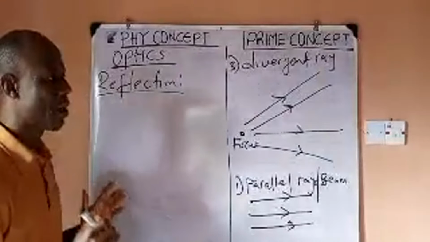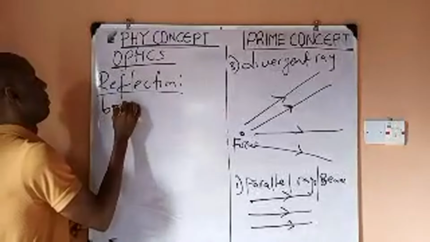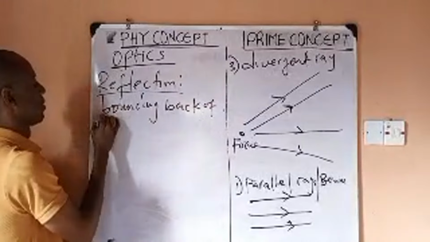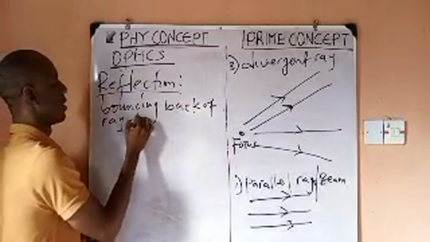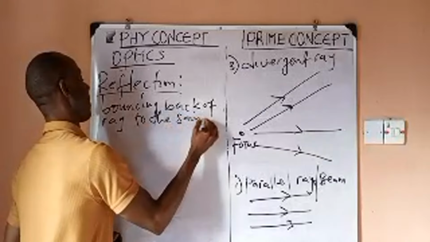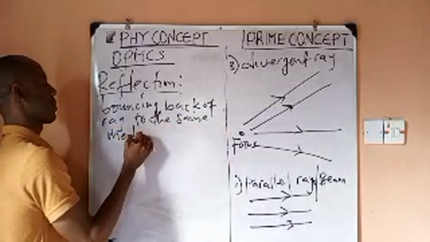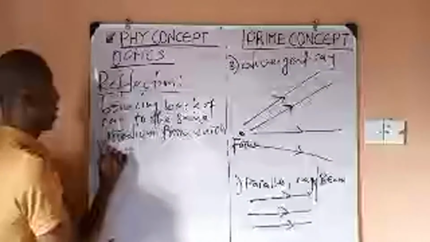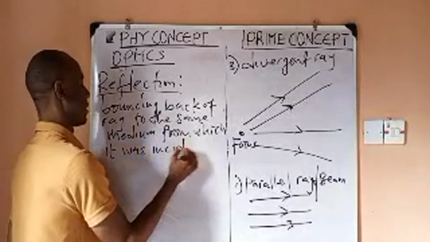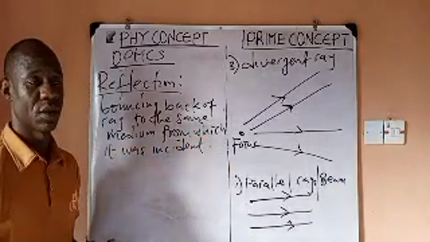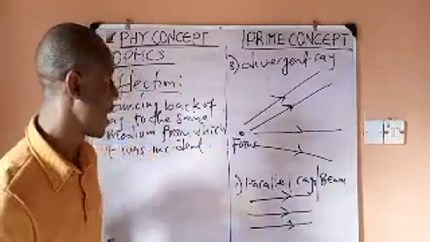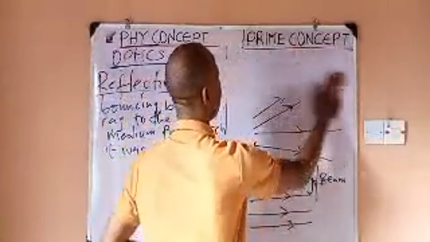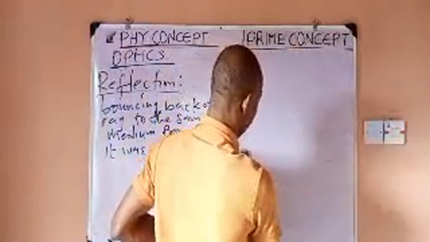Reflection is the bouncing back of light rays, not just light, of rays to the same medium from which it was incident. That is reflection, the bouncing back of light to the same medium from which it was incident. Now, we have 2 types of reflection.